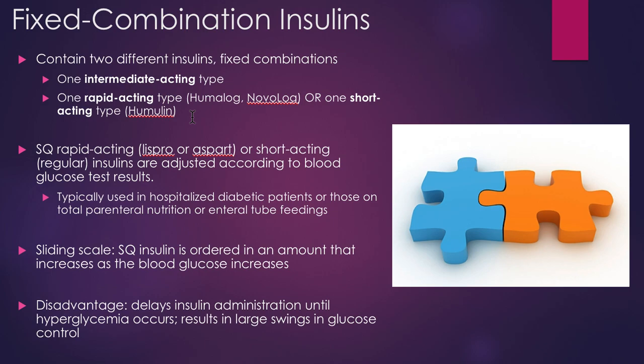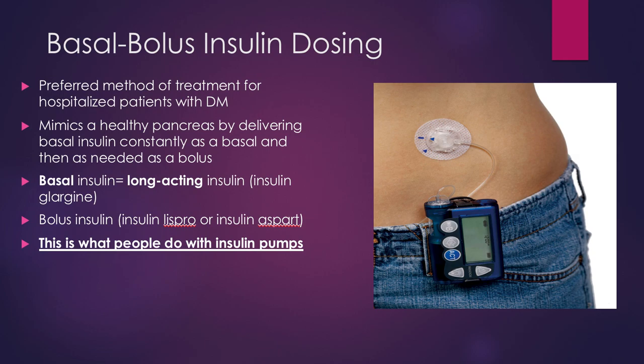The disadvantage to sliding scale insulin alone is that if you don't have boluses for the meal itself, then you have to wait until that blood sugar's high before you treat it, okay? Which is why most people in the hospital bolus based on the number of carbs they're going to eat. And that's the new way to treat for diabetic patients. Here's the insulin pump. So this is the basal bolus insulin dosing.